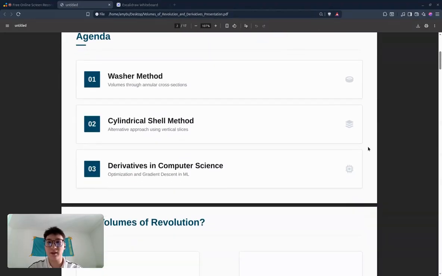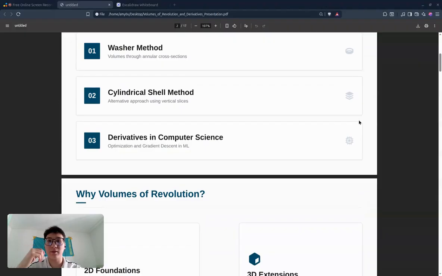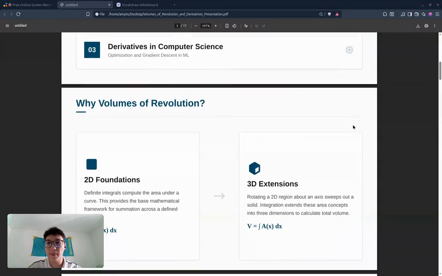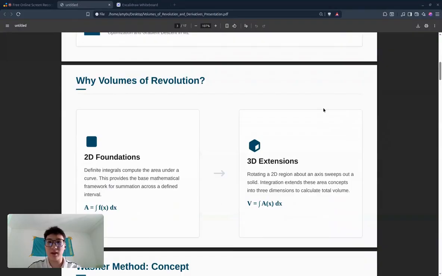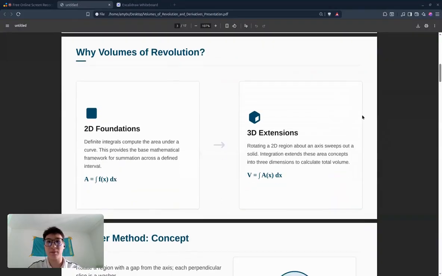First, here is the plan. First, we'll talk about the washer method with a full example. Second, the cylindrical shell method, also with a full example. And finally, I will provide you two real examples of derivatives in action, one in machine learning and one in computer vision. So let's begin. And before we start, I want to draw you the picture.